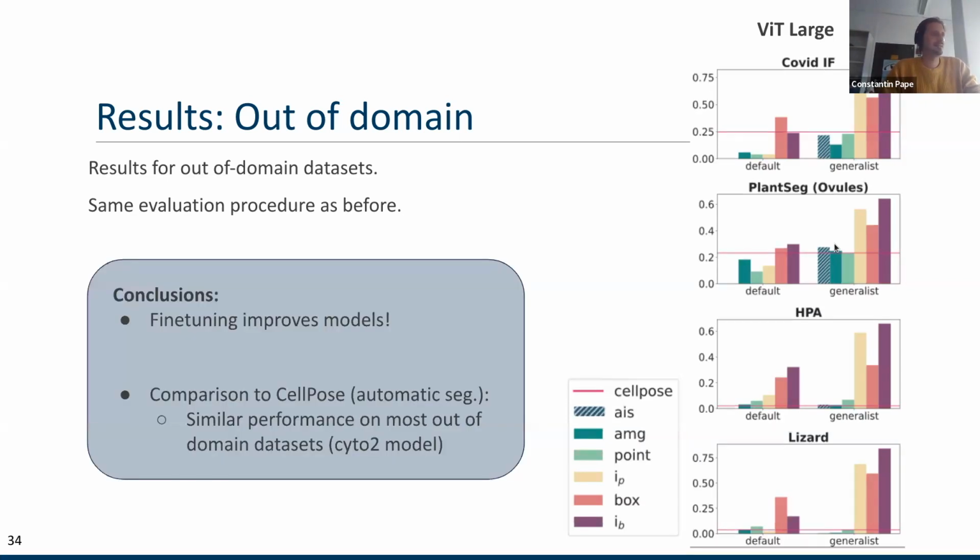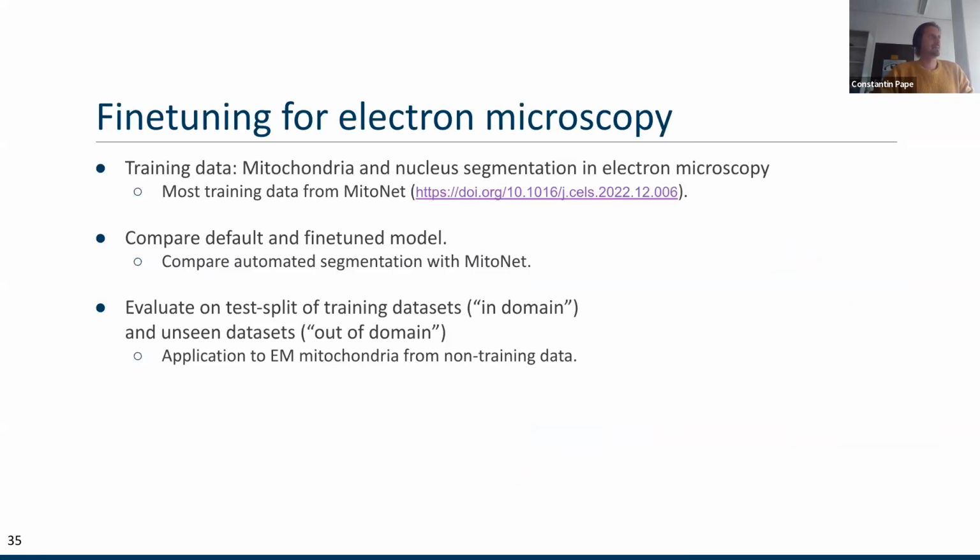So this is the summary of this, right? We see that fine-tuning on microscopy clearly improves both the interactive and automatic segmentation. This was said already, similar performance to CellPose, I would say a bit worse, but having in addition this interactive segmentation. Yes, so we did the same then for electron microscopy, where we focused on mitochondria segmentation.